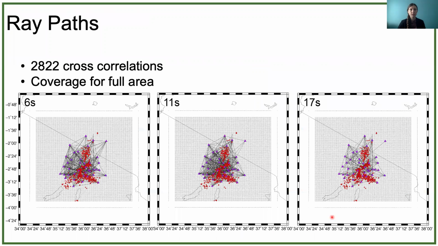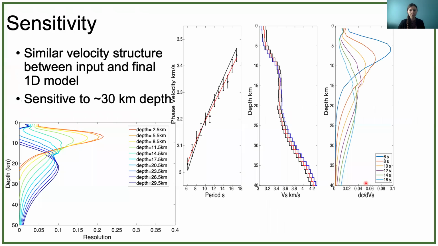We quickly look at the ray path coverage between the cross-correlated pairs. We can see that we have very good coverage for the full area at every period. We have great coverage anywhere that we're going to study, although it reduces with increasing period, but there is still coverage at all locations.